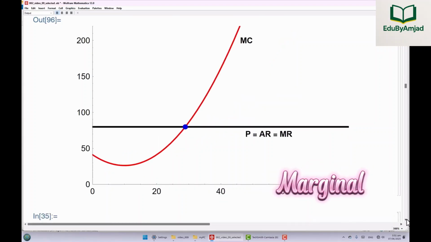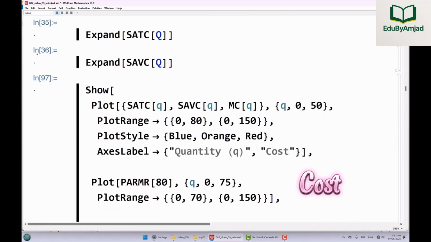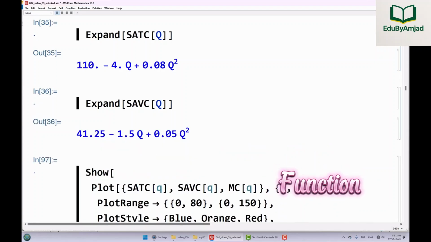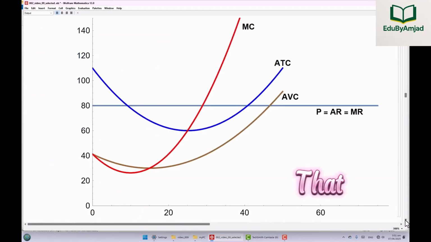To these two curves of marginal revenue and marginal cost, next we add two more cost curves. Short-run average total cost, or average total cost, is given by this quadratic function. Short-run average variable cost is given by another quadratic function. Note that the marginal cost curve intersects the two other cost curves at their minimum. In fact, these minima are very important for profit and loss in the short and long run.